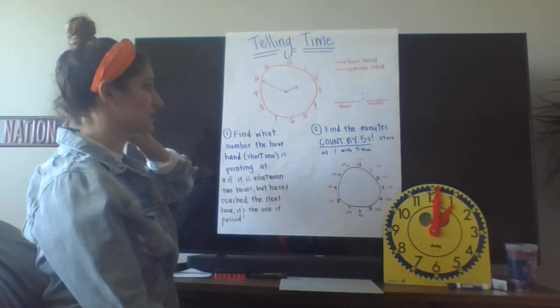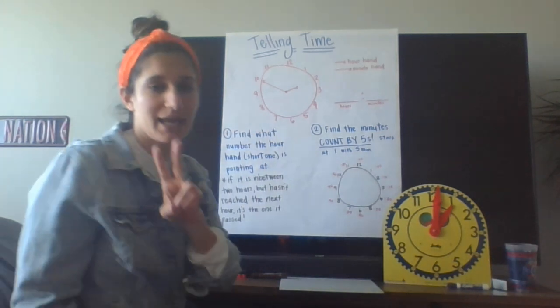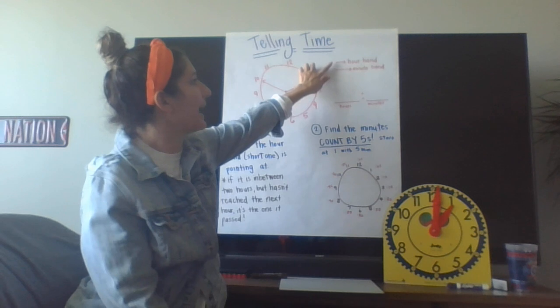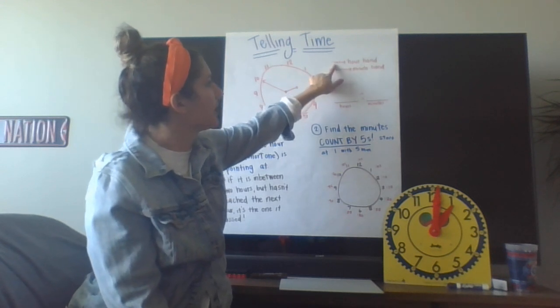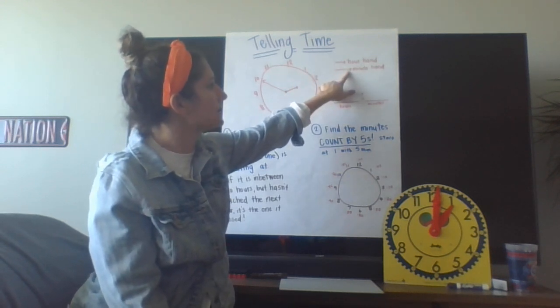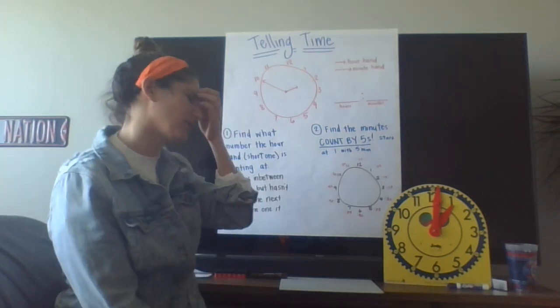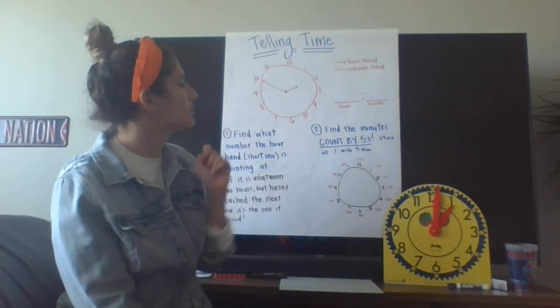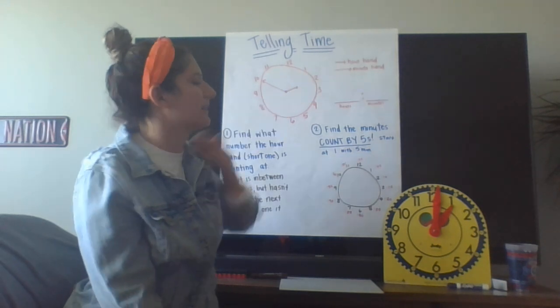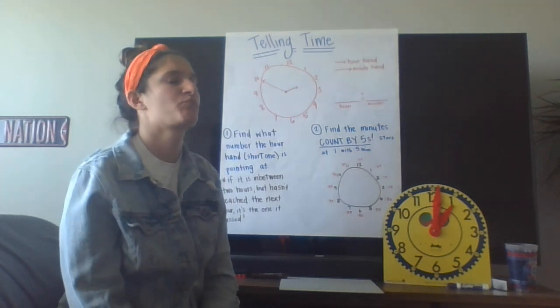And the most important thing to know is we have two hands on our clock. And this is the hour hand. I drew it right here, and the minute hand. Take a minute. What do you notice about the hour hand and minute hand? I want you to whisper to yourself, what do you notice about the hour hand and the minute hand? Try and compare them.